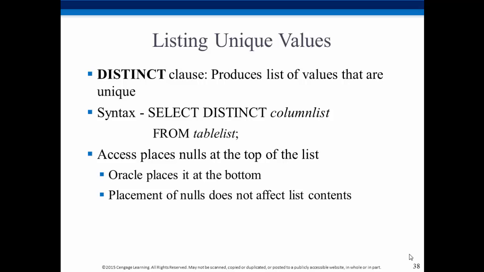Distinct produces list of values that are unique. So you could have something like select distinct V code from product, and it will list all of the V codes, but it won't duplicate any. Okay, the results will be there in 720 on 279. It lists all the V codes without duplicating any of the V codes. It gives you the distinct values.